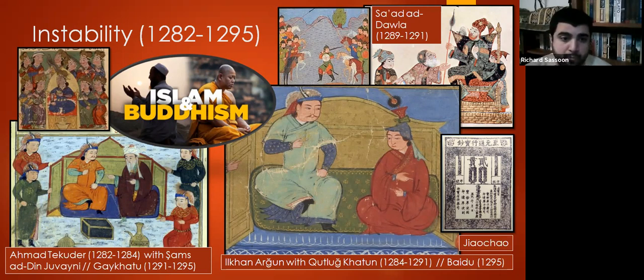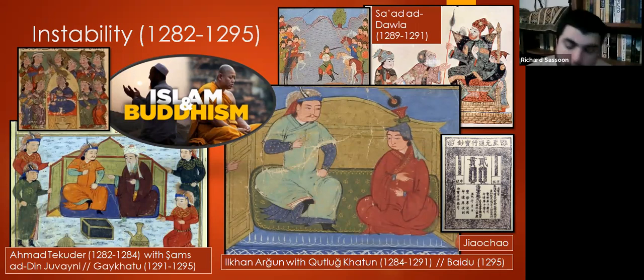Atamalik Juvayni became one of the chief advisors for Teguder, and you can see his brother Shamsuddin Juvayni with Teguder coming up with battle strategies. In 1284, forces loyal to Arghun, Teguder's brother, captured Teguder and had him executed. And so Arghun became the Ilkhan of the caliphate, and he was there with his wife Kutlug Khantum.